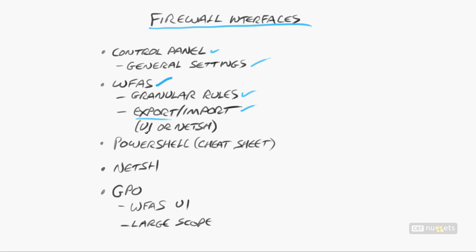To export and import, you can use the UI of WFAS, or you can also use NetShell, which is a common command line utility that we use to perform networking functions. And then for PowerShell, you can also use this. This is new with Windows Server 2012 and Windows 8. You have several different PowerShell cmdlets. I give you some of the basics coming up here, and they all appear on your cheat sheet.